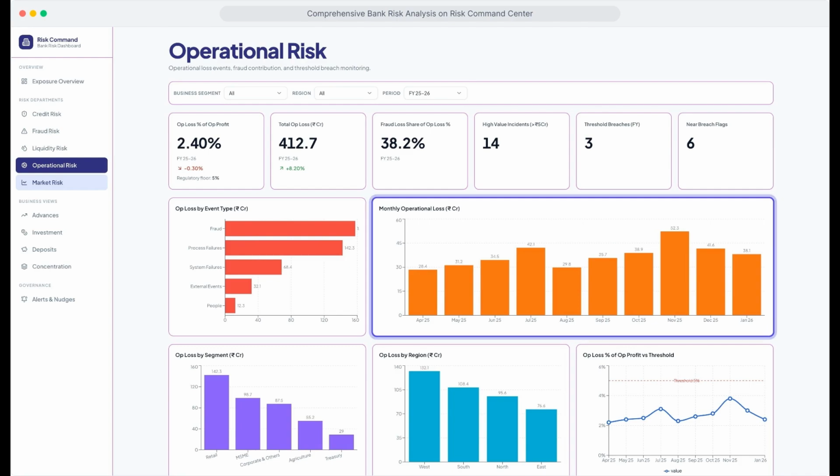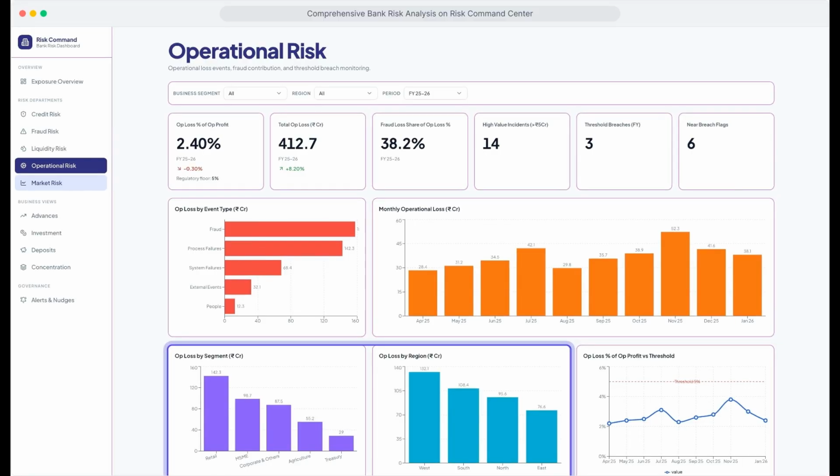This helps users identify spikes, recurring loss patterns, and months that require deeper investigation. The segment and region charts show where operational losses are concentrated. This helps leadership identify which business segments or regions need stronger controls, better process discipline, or closer monitoring.